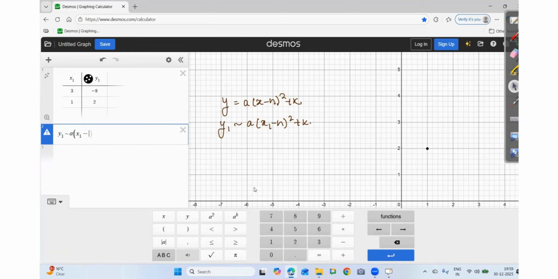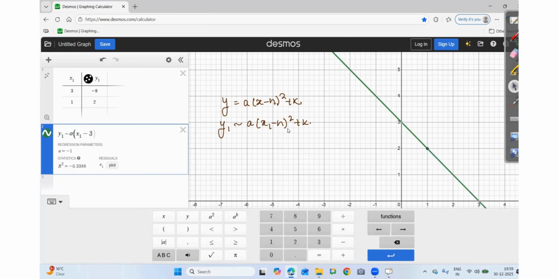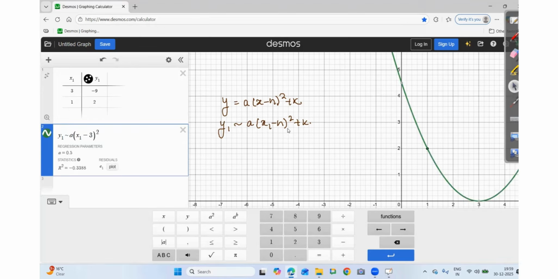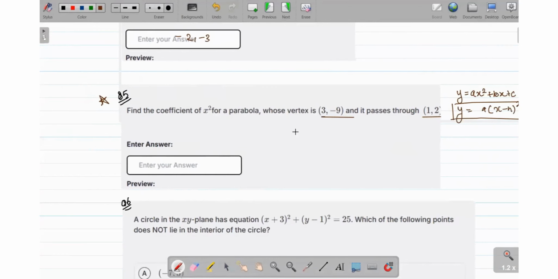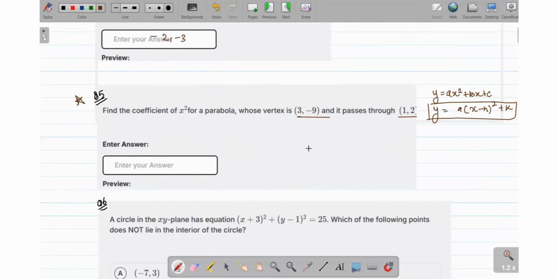minus, now we need to tell Desmos which out of these 2 points is the actual vertex. So we know that 3 comma -9 is the actual vertex. So in the place of h comma k, I will be replacing it by 3 comma -9. So that's (x1 minus 3) whole square minus 9. Desmos is definitely showing me the value of a, which is 2.75. And that is how you can use Desmos easily for finding the unknowns in parabolic equation. So the value of a is going to be 2.75.